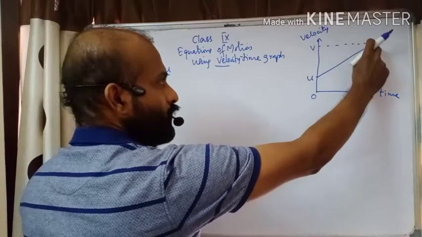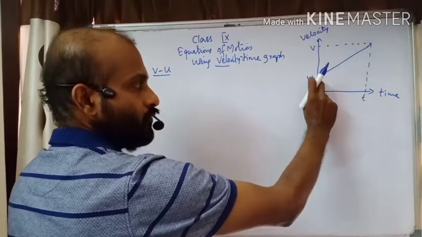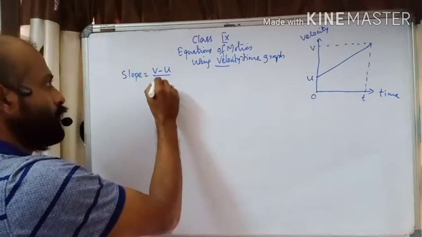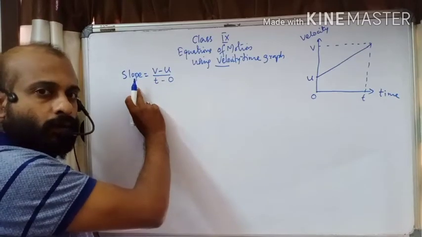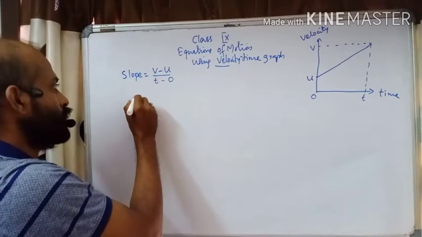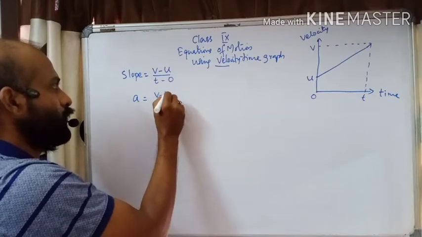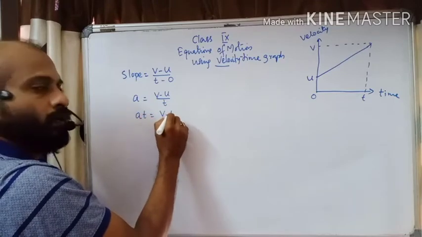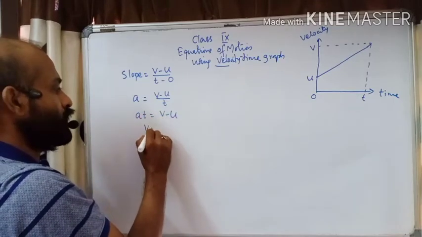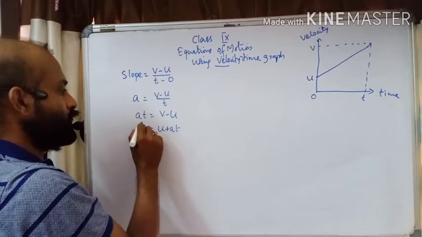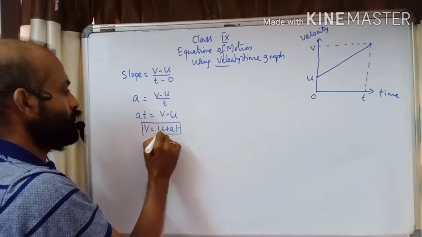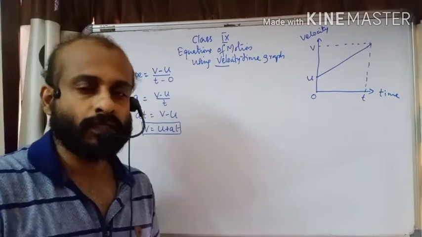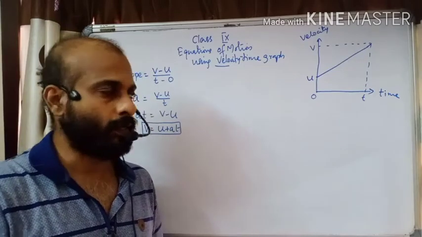For v, the x coordinate is t. For u, the x coordinate is 0. So the corresponding change in x coordinate is t minus 0. But we know that the slope will provide us the acceleration. So I will write acceleration a is equal to (v minus u) by t, or when I cross multiply, at is equal to v minus u. Or rearranging, we get v is equal to u plus at. This is known as the first equation of motion. This equation relates terms like final velocity, initial velocity, acceleration, and time taken.